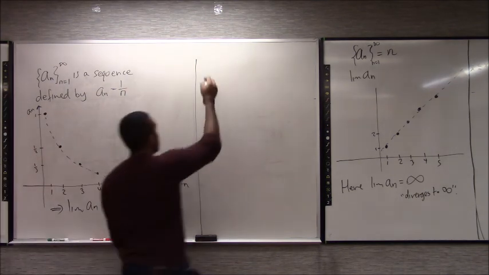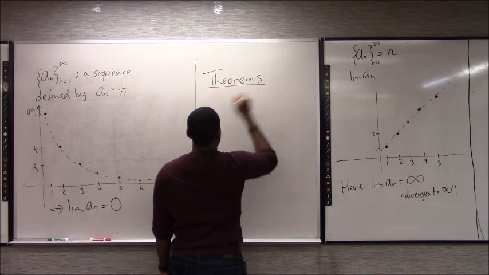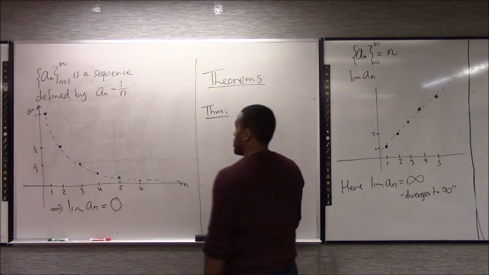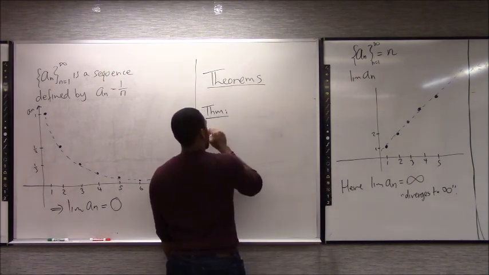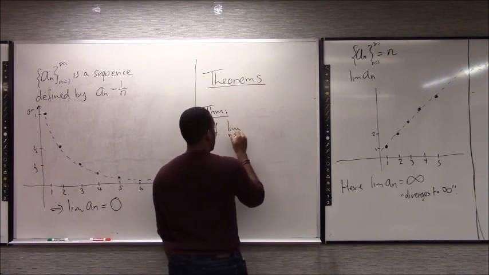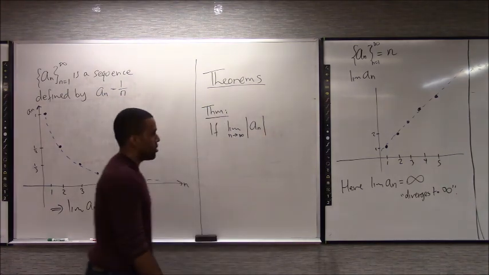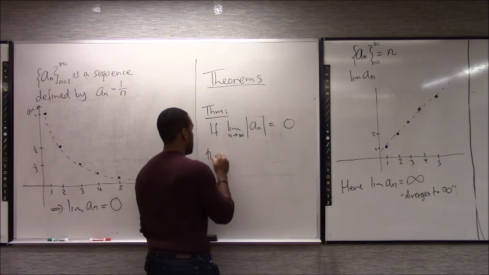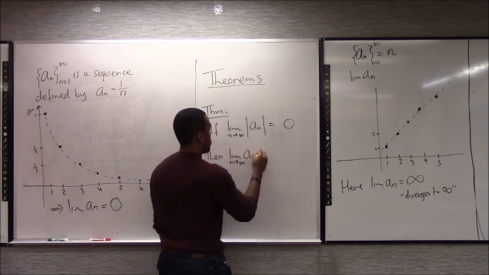Theorems. I should probably tell you about those. Here's one. It's going to come in handy sometimes. If the limit, as n goes to infinity, of the absolute value of a sequence, so you take the absolute value of all the terms, approaches 0, then the limit without the absolute values will also approach 0.